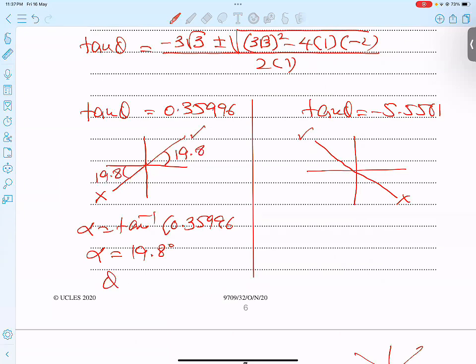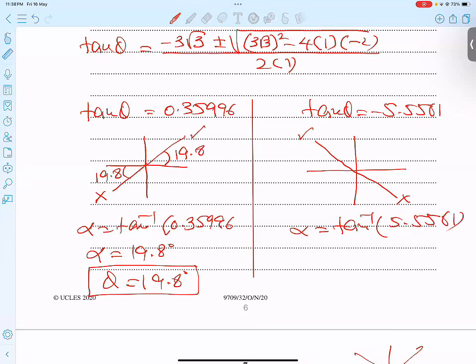So we got our first answer, 19.8. Done. So what about the other one? When I take tan inverse of 5, don't take the negative sign. I mean, alpha is equal to tan inverse, and I will just count the positive value, not take the negative. So I got a value of 79.8 degrees.